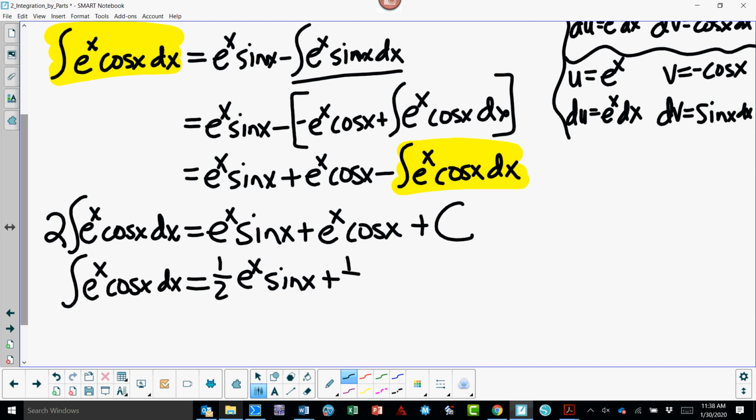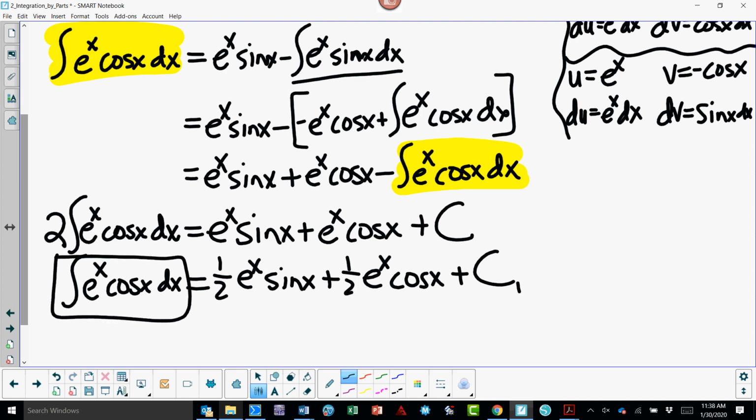And now I have my answer, because again, the c can just stay a c. You can put c1 if you want, but half a constant is still a constant. So the goal was to have this expression equal to something, and that's what I got. Okay, and there's nothing left to integrate. Now, I would triple, quadruple, definitely mark this example. I would highlight it. I would make myself a bunch of notes.